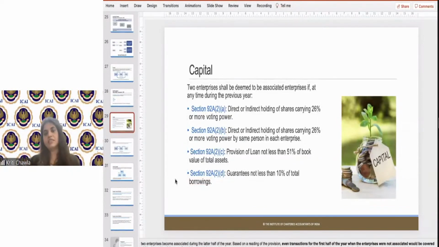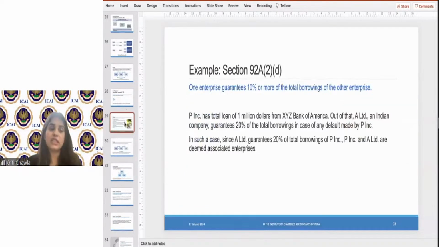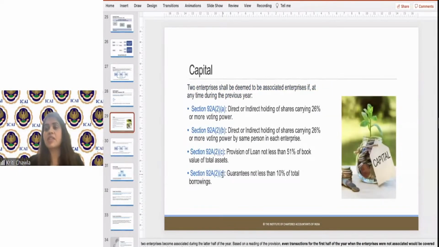But what exactly is the section is that we'll discuss more examples on this particular concept. How do you calculate all these situations? But as long as it is more than this particular threshold, it's going to become related to each other. So that is what is provided in section 92A, subsection 2 of the Income Tax Act. We've discussed four instances right now, and now we'll discuss more.